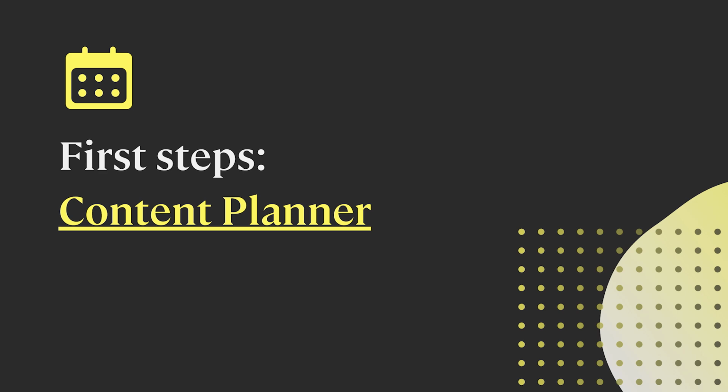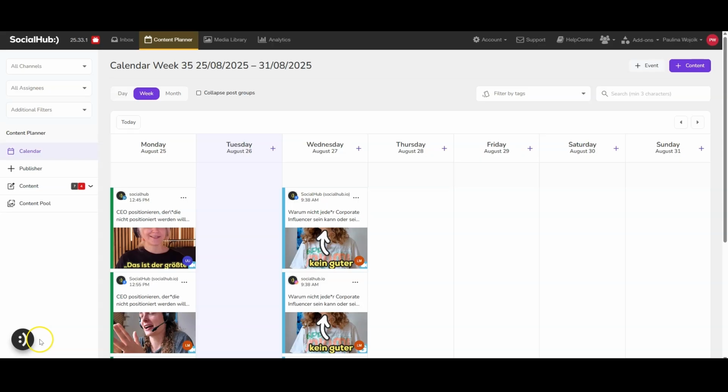Today we're going to take a look at the Content Planner together. This is the place to conveniently plan all your posts in one place and manage your content. Here we see the main view with all posts for the current week. You can see the status by the color on the edge. Green, for example, means published, blue stands for planned, and gray are drafts.